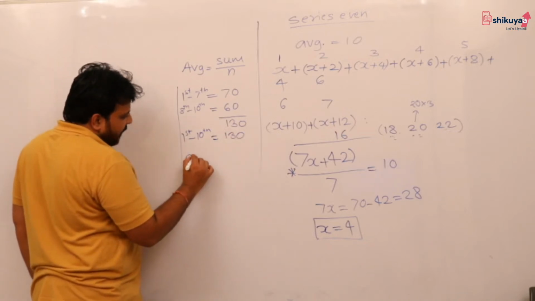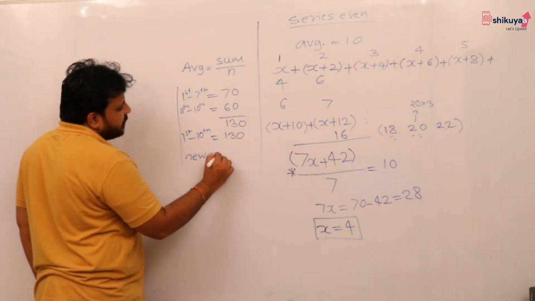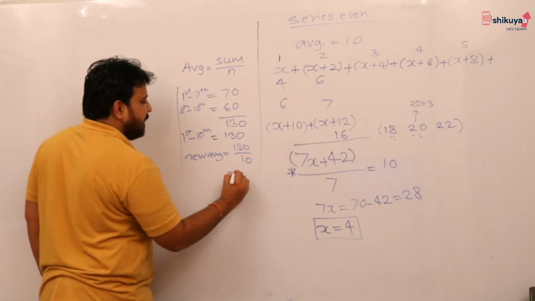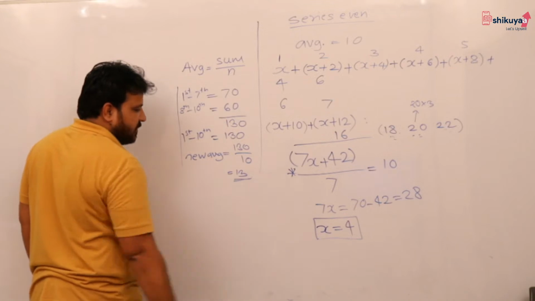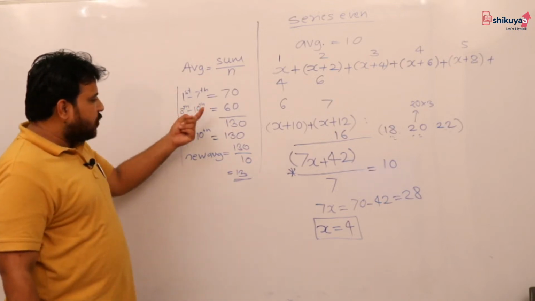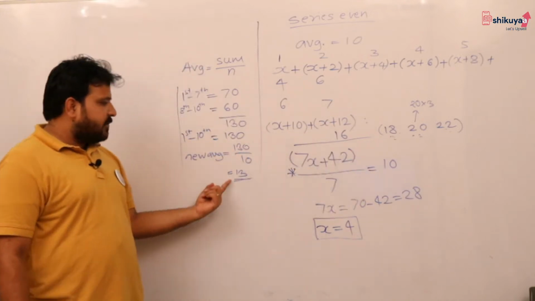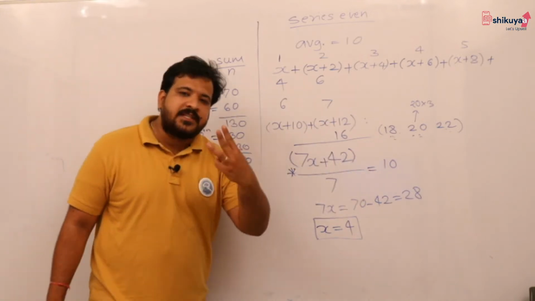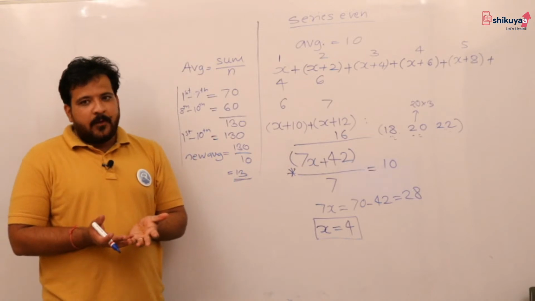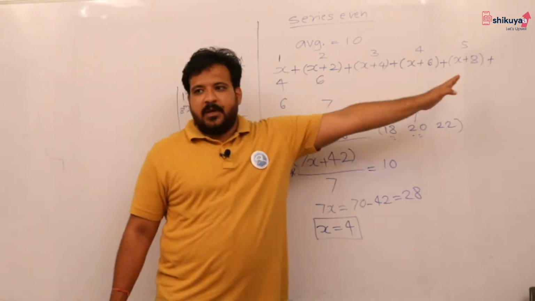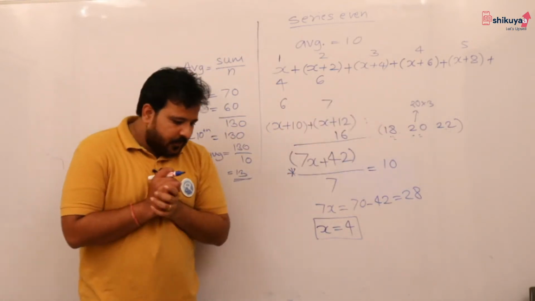So the new average will be 130 divided by 10, that is 13, and this is your answer. And the change in average is going to be 3. Initially the average was 10, the new average is 13, that is the average has increased by 3, and that is fair because you are adding numbers more than the average number, so the average has increased.